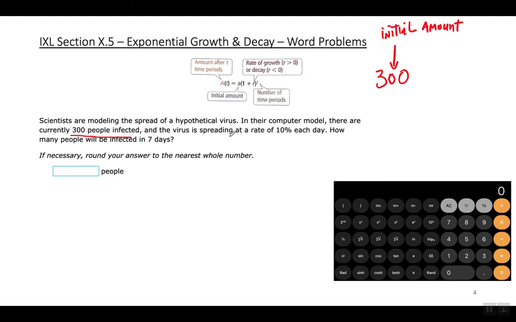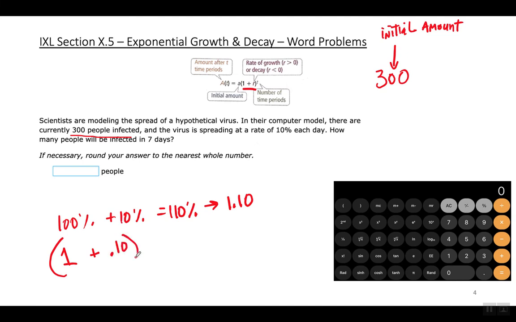It's growing. The number of people infected are growing if the virus is spreading. 10% each day. That means you can think about it as 100% plus 10% equals 110%. But I got to write it as a decimal, which would be that. Or you could think about it as the way it describes it here in the formula, 1 plus r. 1 plus, if it's 10%, I got to write it as a decimal, which would be 0.10, which would become 1.10. Either way you think about it, in the parentheses, you're going to write 1.10.